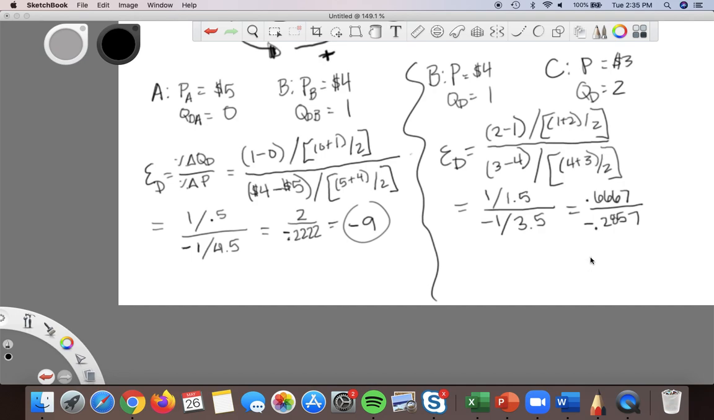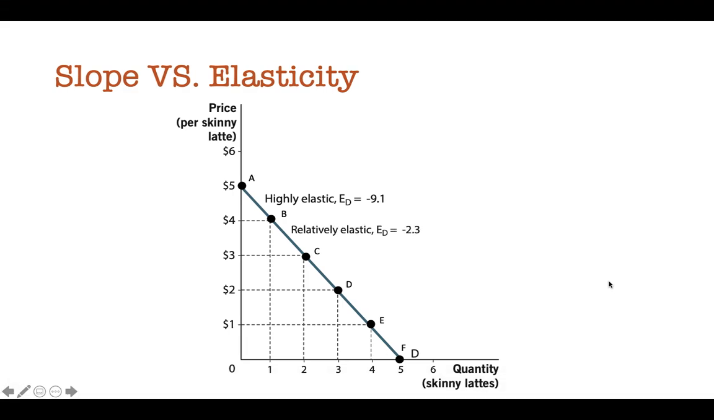So let's see. For that, next elasticity, I've got negative 2.33. Let's see what we get here. Negative 2.3 for this guy. So we went from very, very elastic, a really big negative number, to still pretty elastic, a still fairly big negative number, but not quite as big as the first one.